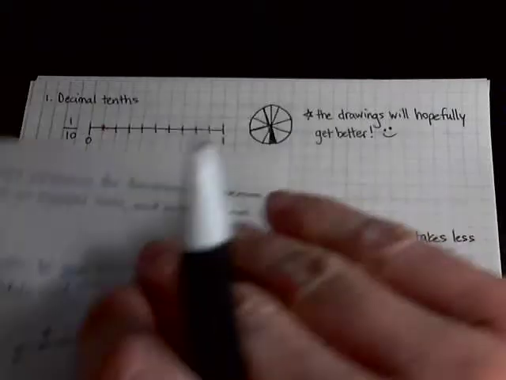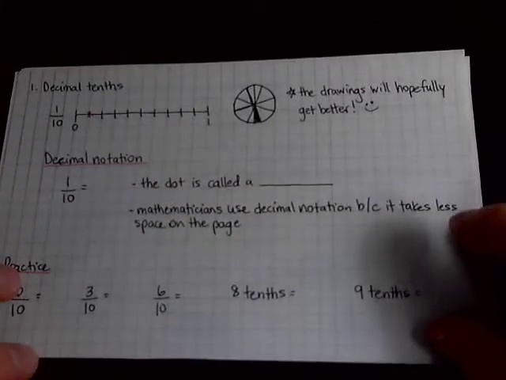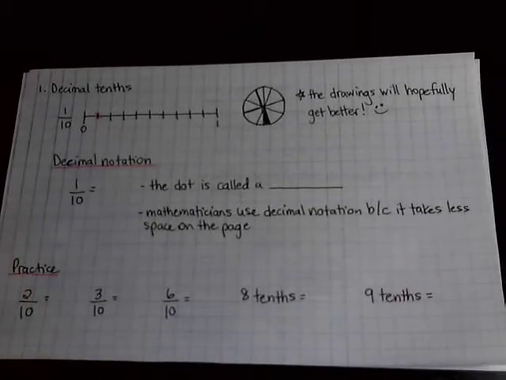All right, moving on to the next page. I have it all written out, lovely half pages. The first thing that we're going to work on is decimal tenths, and the idea here that the fraction 1/10 can be represented in some different ways.